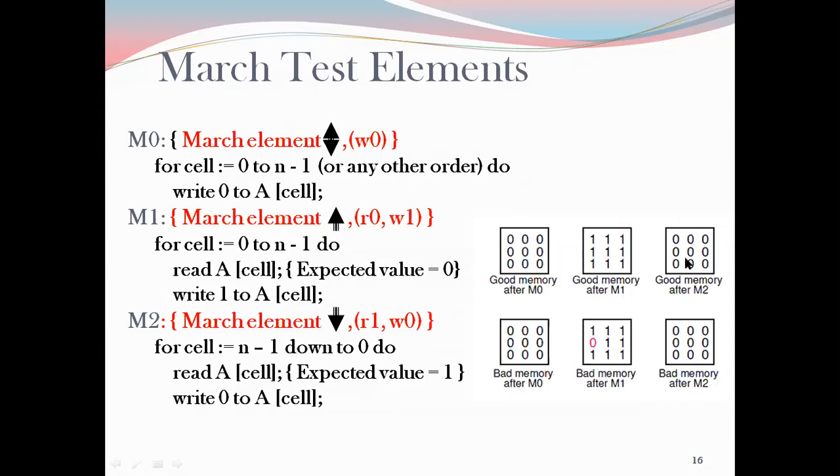So if memory is good, I am going to get the desired results. But if memory is bad, suppose there is some fault. Let's say I have carried out M0 and written 0 to all the cells. Perfectly fine, there is no difference between good and bad memory. Then I carry out M1 and read all the 0 values, fine. Then I write 1 to all the cells in increasing order, but I am not able to write at the 4th cell.